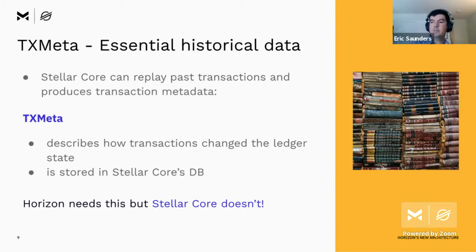To give you an example of why this is important, if you are a user on Stellar and you have an account, you can go and look up your account balance at any time you want. And you could go and look up your account balance in the past and see what it was like a year ago. How much money did you have?